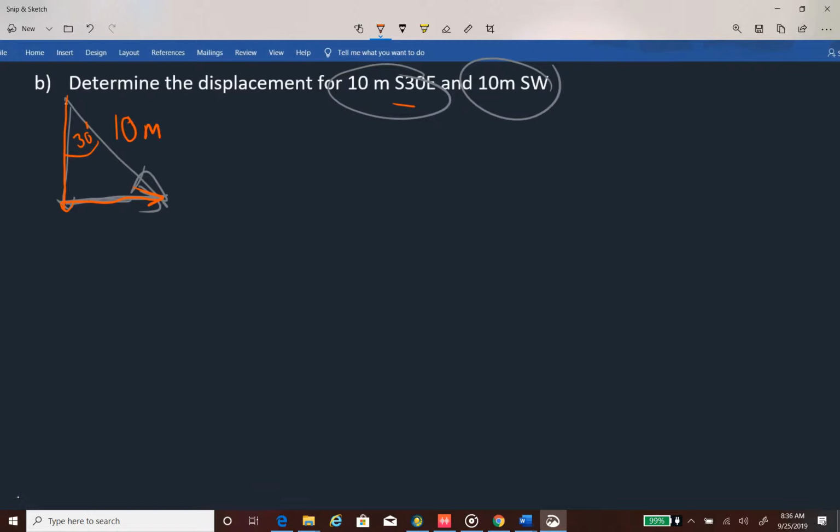Now the other one is 10 meters southwest. So south, and then west. And if it says southwest, you know the angle is 45. So that angle is 45 degrees. Okay? Now, we're going to add them.